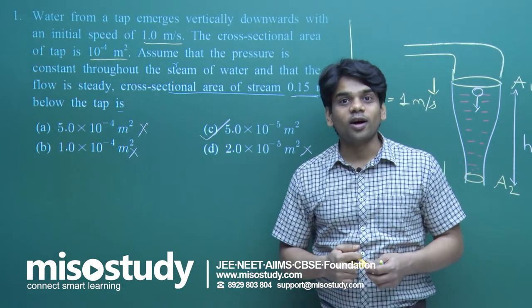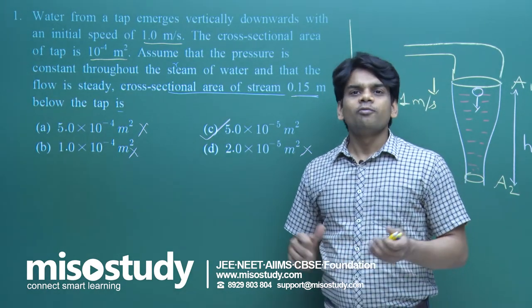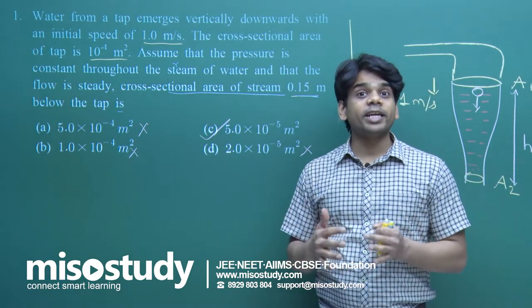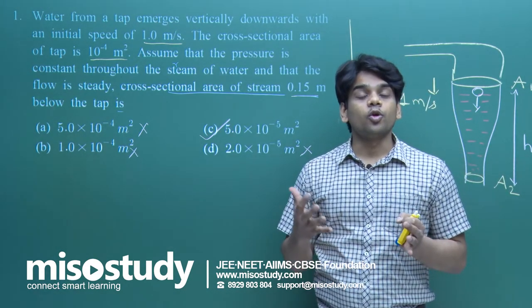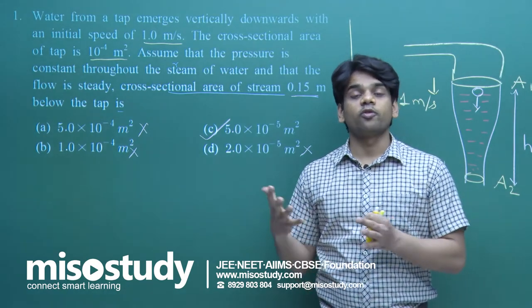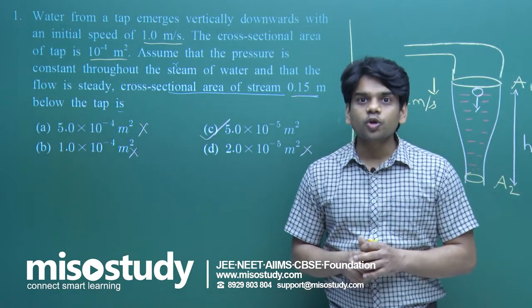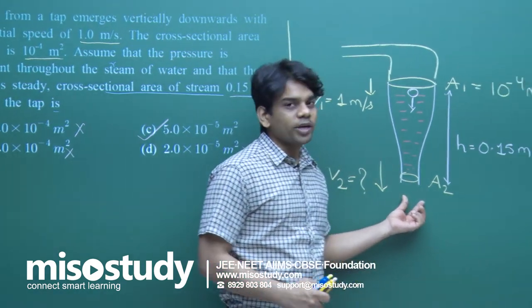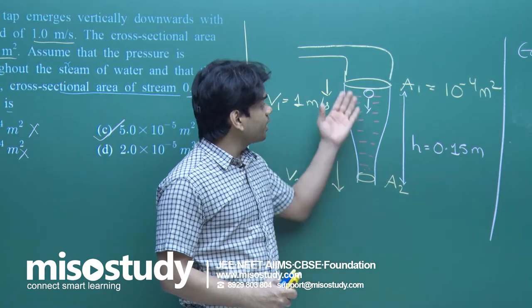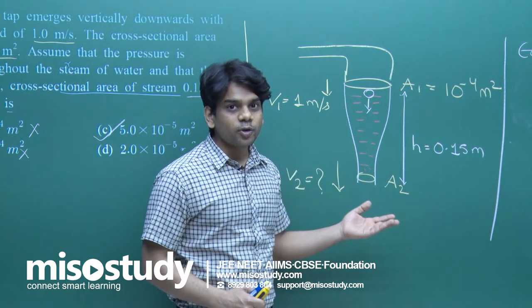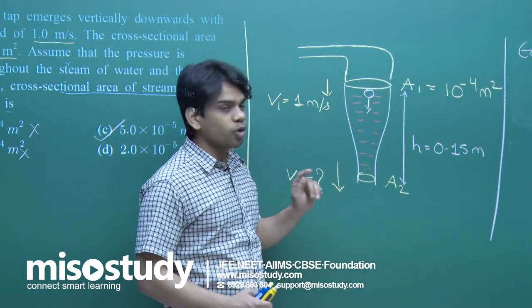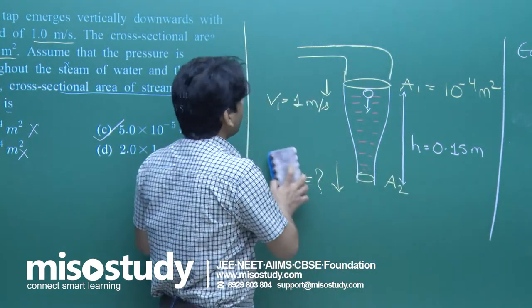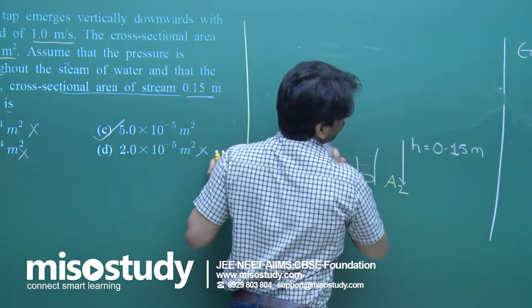I hope that you have got how to do such kind of question. First of all, you need to understand what formula you can apply. You need to differentiate in your mind whether you require Bernoulli's theorem or you can use only equation of continuity. If you want to use equation of continuity, you should know the speed at this point. And that you can only obtain when you have applied the equation of motion and you know the velocity at this point. So that will give us the value of velocity. Or you can even conserve energy, whatever you wish, you can apply.